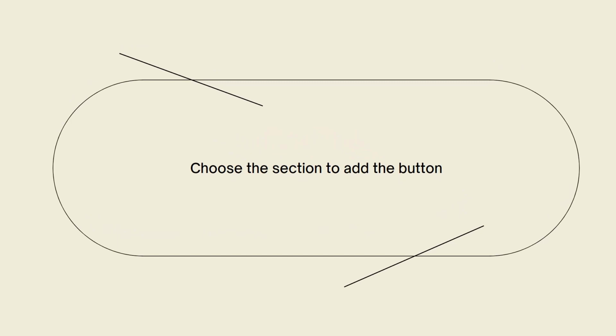Choose the section to add the button. Identify the section where you want to add a Shop Now button. For example, if you want to add it to a banner or a slideshow section, click on that section.